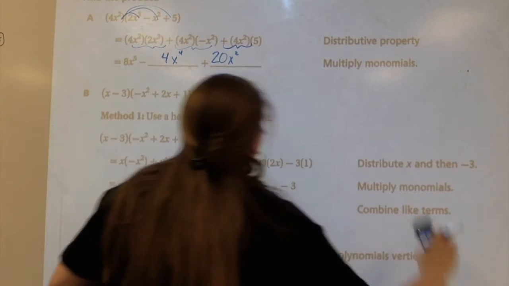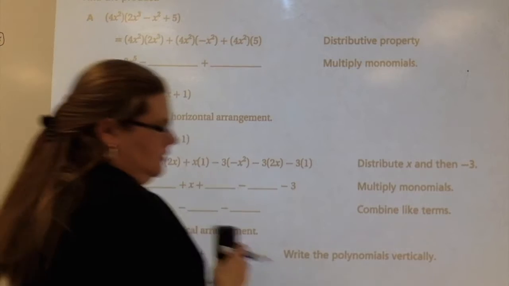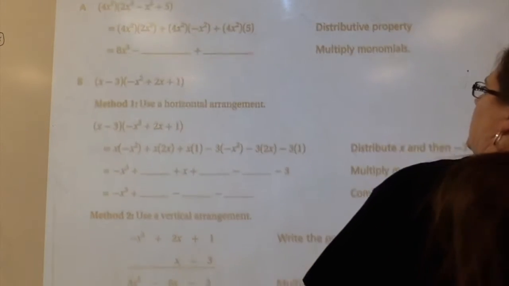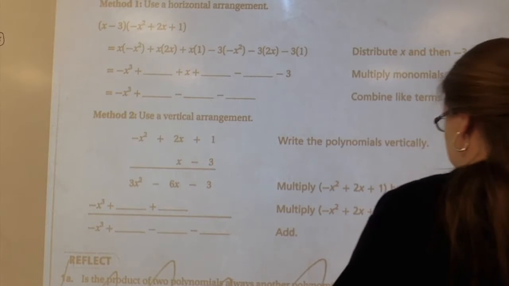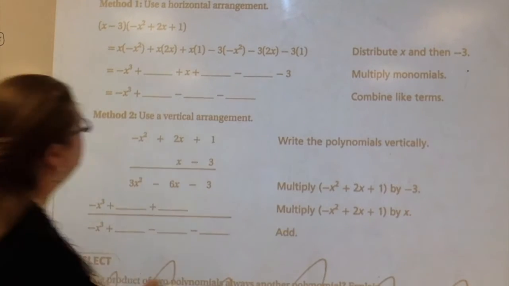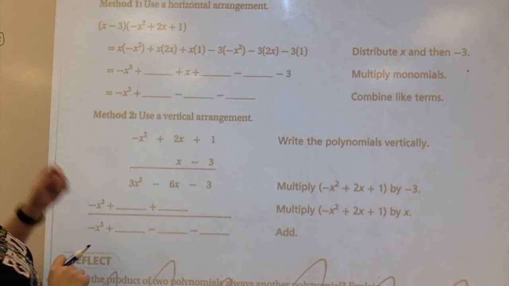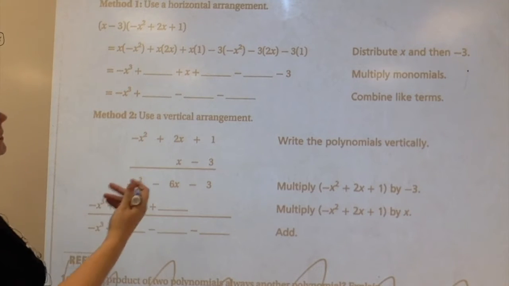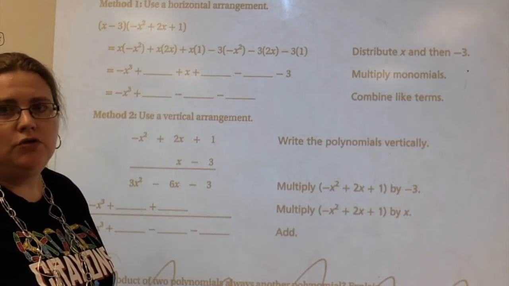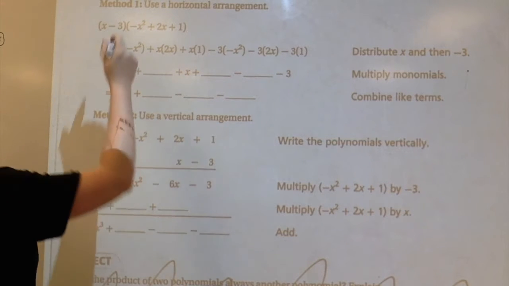So, example B. They're showing us 2 methods for example B. One is using a horizontal arrangement, and one is using a vertical arrangement, which is actually new to me, but it works pretty well. So, using a horizontal arrangement, this is basically just multiple distribution, which I believe is what you were taught in middle school.